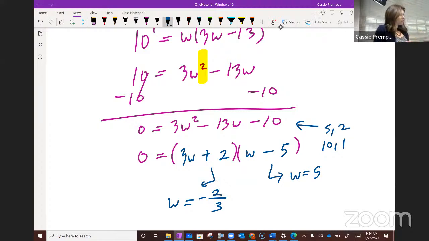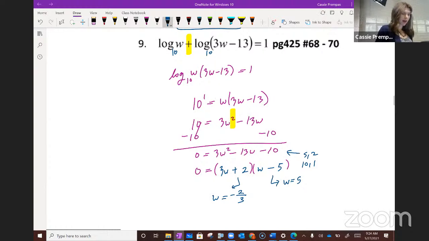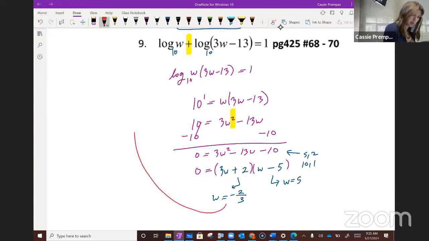Now you do have to be careful with log equations because you can never take log of 0 or log of a negative. So let's take a look back up at the top. Are there any answers that we should throw away? Yes, negative 2/3, because right up there, that creates a log of a negative. And we can't have a log of a negative. So our only answer should be w equals 5.